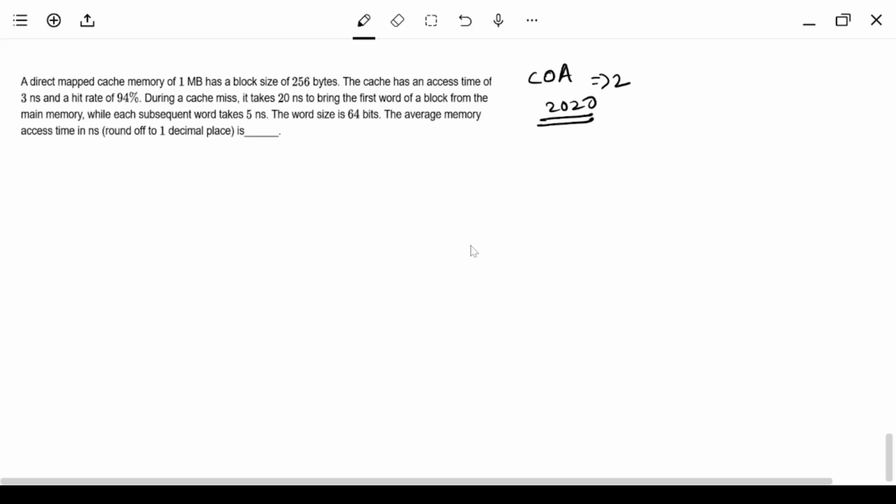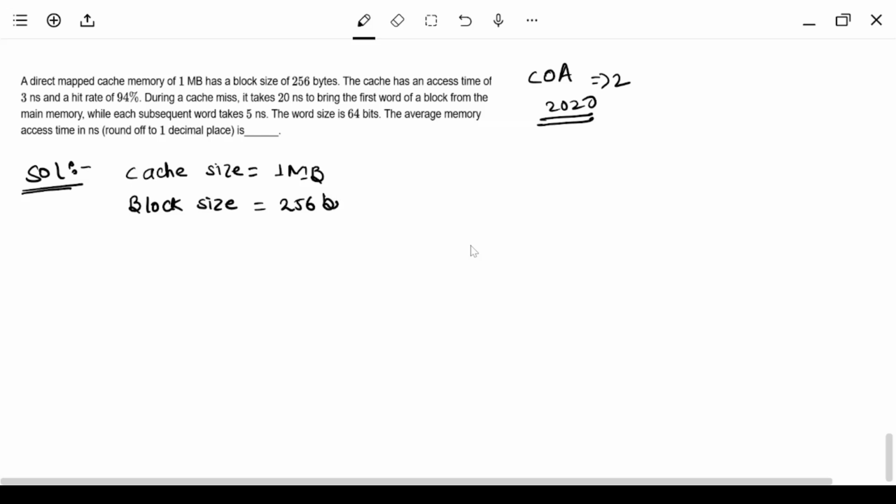Okay. So first, let me see what data is being provided. Here, the cache size is provided. Cache size is 1 MB, but I don't think this is required in our question. But still, we can think. Now, block size. What is block size here? Block size is 256 byte.